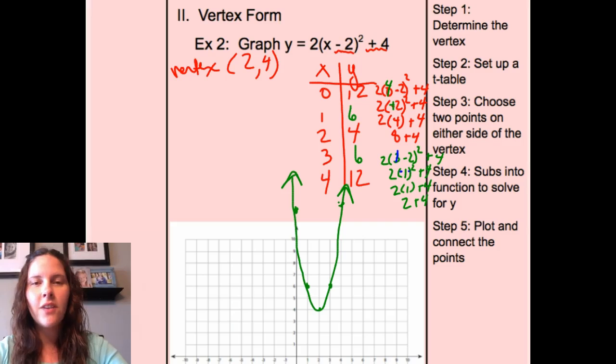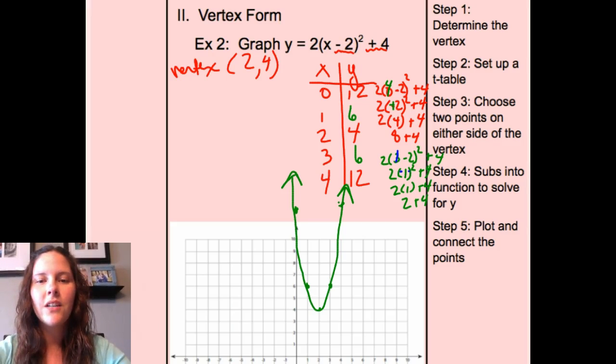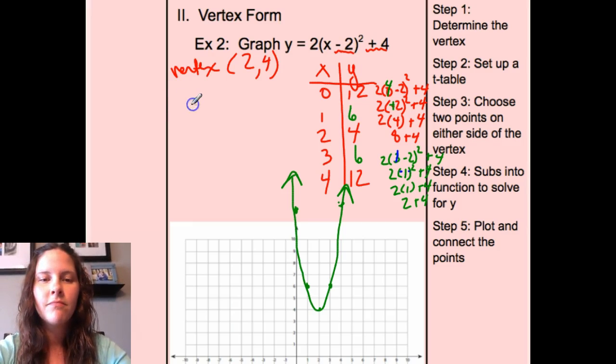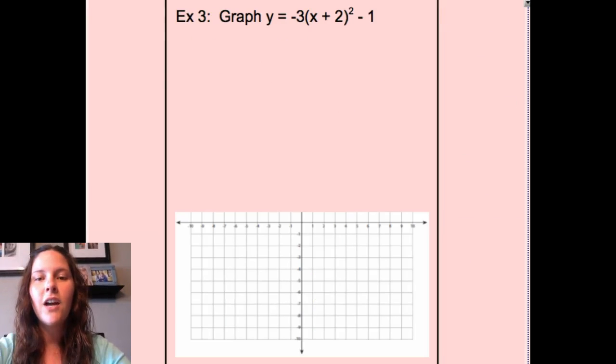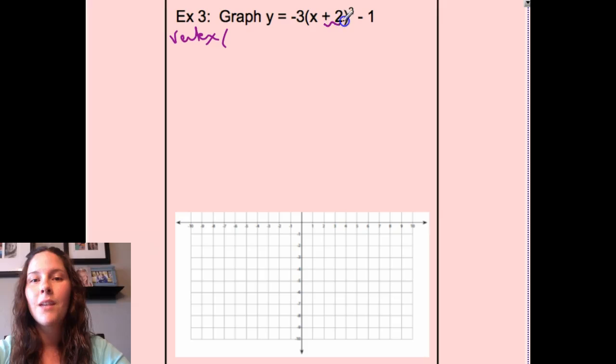We already identified our vertex, so next we need our axis of symmetry. Remember, it's x equals the x coordinate of the vertex, so in this case x equals 2. And if we were to sketch that in our graph, it would go right through the vertex, that vertical line at x equals 2.